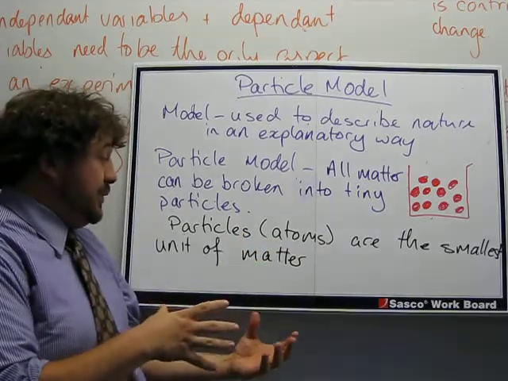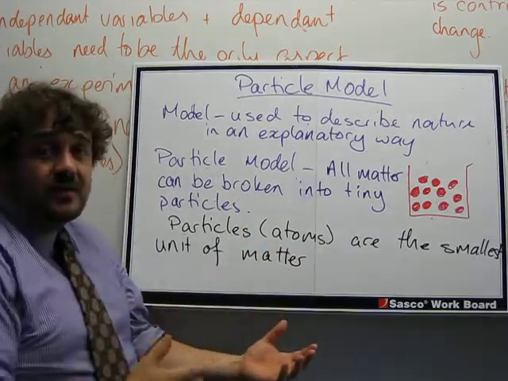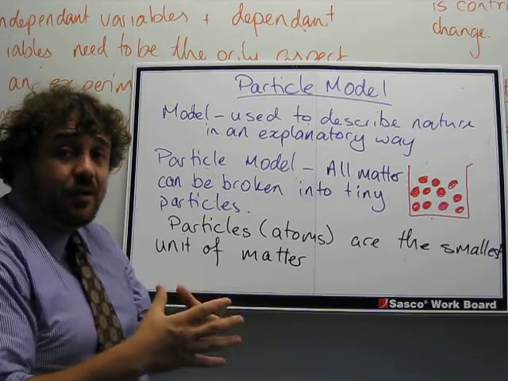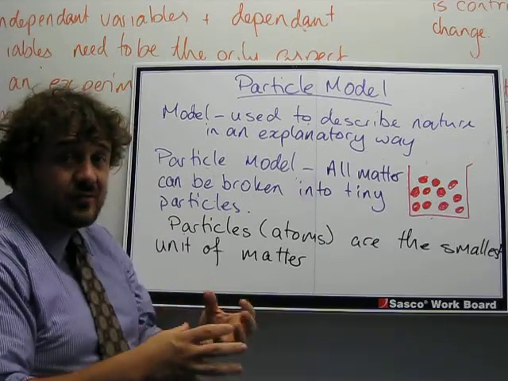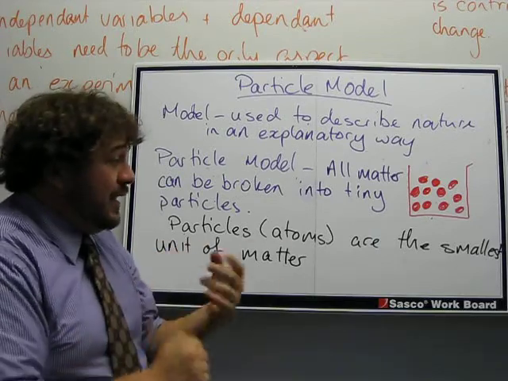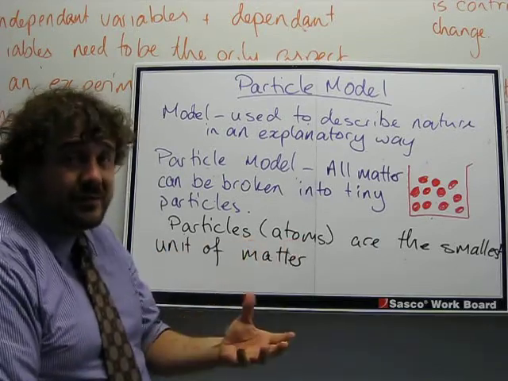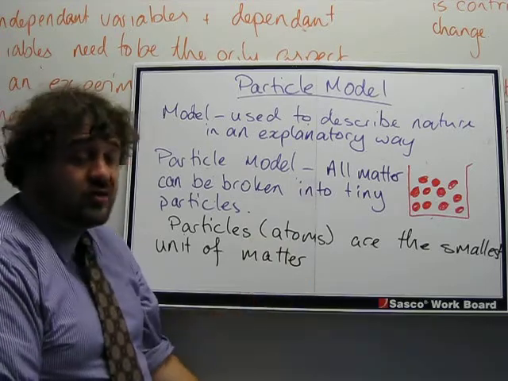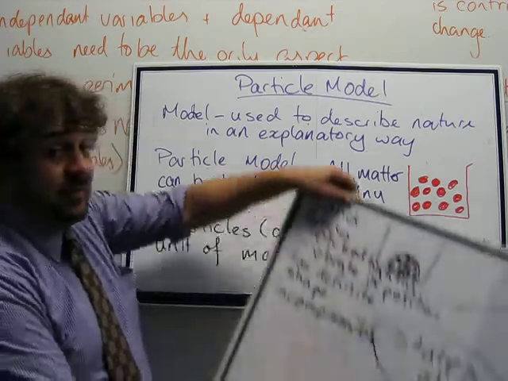The particle model is that essentially we explain how nature works, and that all matter, so matter is stuff, by the way, there's the notes if you're taking them down. All matter can be broken down into tiny little particles. So tiny little balls is a good way to imagine it, but tiny little particles. These particles, or atoms, are the smallest unit of matter. So you can't get smaller than a particle.